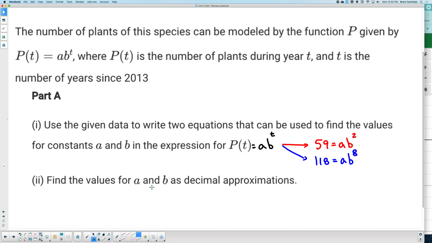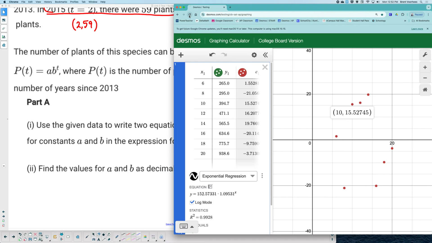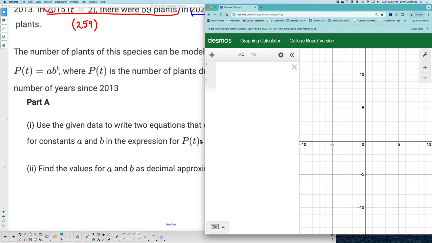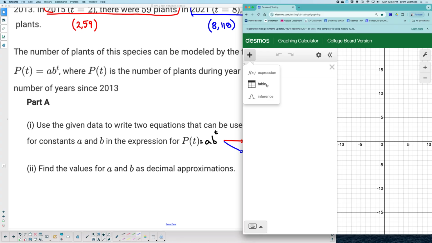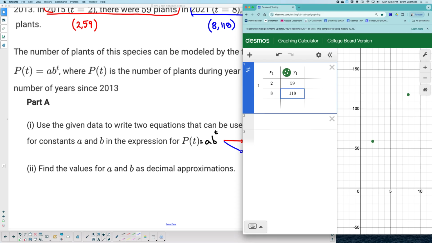So part 2 says find the values of a and b. We don't actually have to do any crazy math. You can use your calculator. Let's do that now. So I'm going to plug in my points. I'm going to add a table. My first input's 2. My first output was 59. My second input was 8. My second output was 118. I'm going to do a zoom fit.